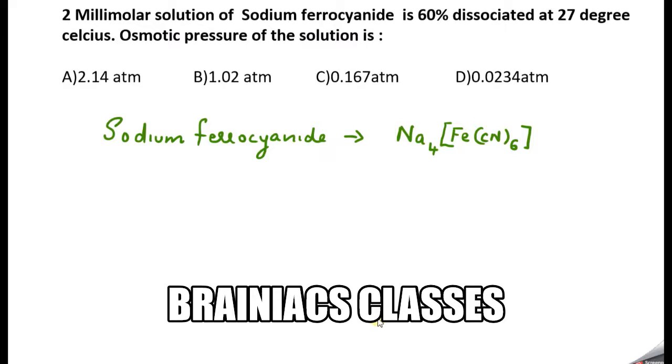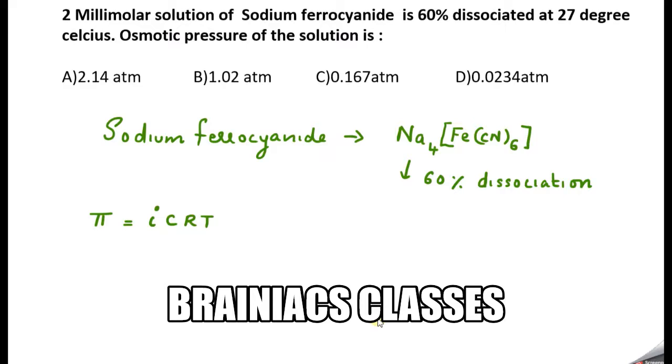Now they are telling us it underwent dissociation, 60 percent dissociation. Now they are asking you to calculate the osmotic pressure pi. Since it is undergoing dissociation, I need to introduce the factor i. So pi is equal to i into CRT. Now we need to calculate the i value.